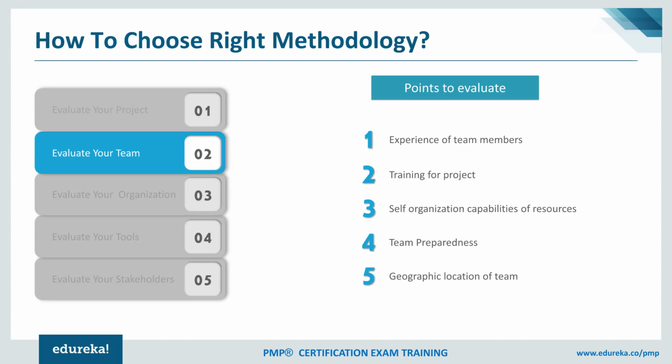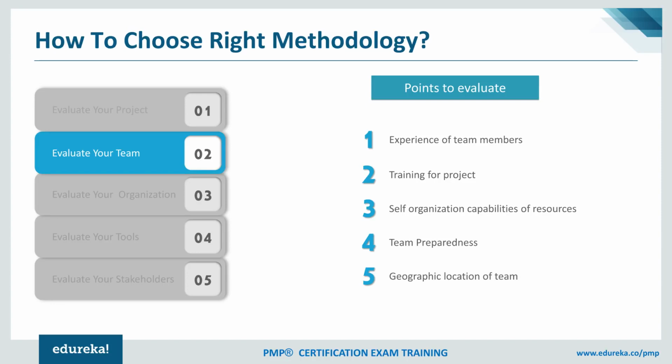Self-organization capabilities of resources. Again, the resources that you're using, whether they have the capability of self-organization or not. If not, then how can we make sure that's in place before we choose any methodology? Like on an Agile project, we expect the team to be self-organized. In order to reach that level, we need people who understand what self-organization is. Team preparedness. Is the team ready to take on the challenges of DevOps, right? Does the team have enough technology knowledge? Is the team empowered enough to take decisions quickly and move fast? All those things are equally important to check as well.